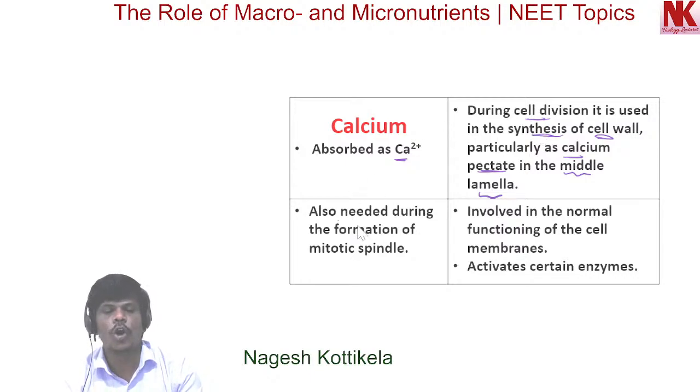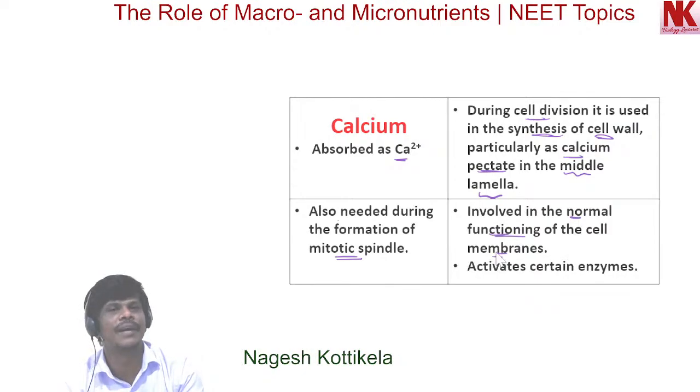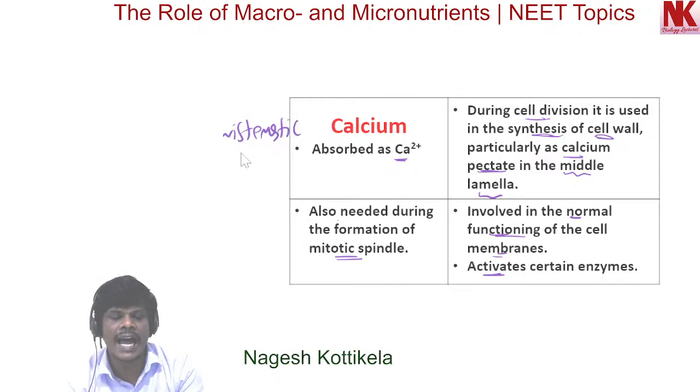Now it is also needed during the formation of mitotic spindle. Spindle fibers are formed during mitosis, which play an important role in separation of the chromosomes. So for the formation of mitotic spindle, calcium is needed. Now it is involved in the normal functioning of the cell membranes and for activities of certain enzymes. Calcium is required by meristematic and differentiating tissues.